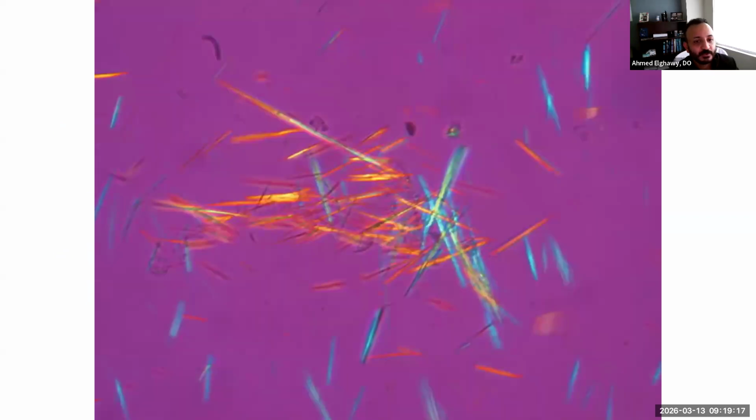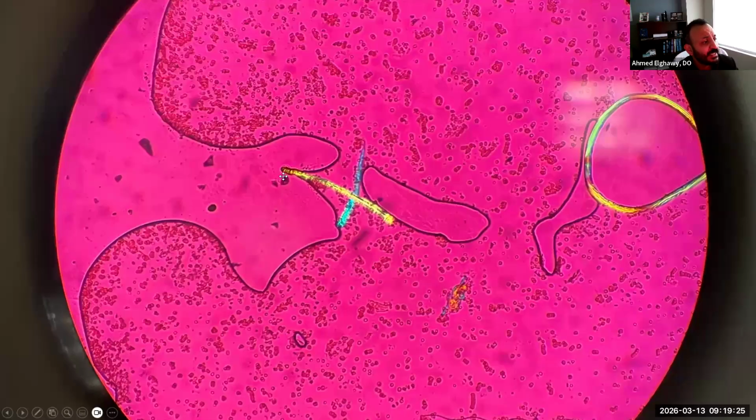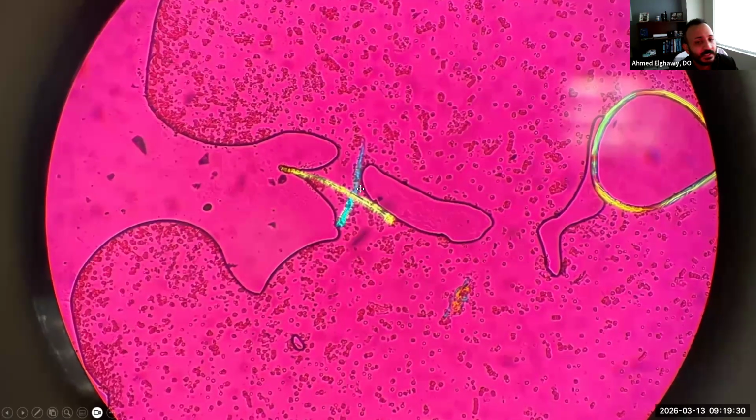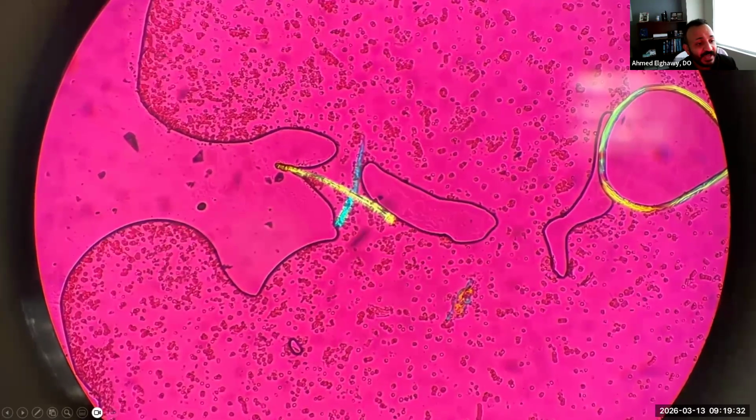I know it's a little grainy, but these are the needle-shaped crystals under polarized microscopy. This is a patient whose knee I actually aspirated, and as you can see, there are intracellular crystals here as well. This is a patient with active gout.